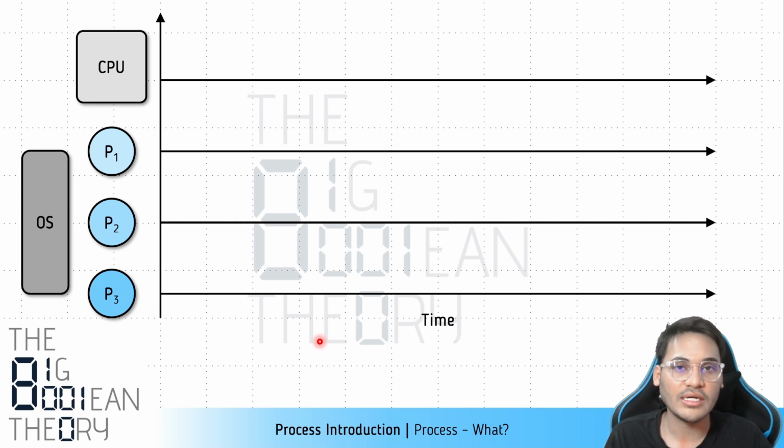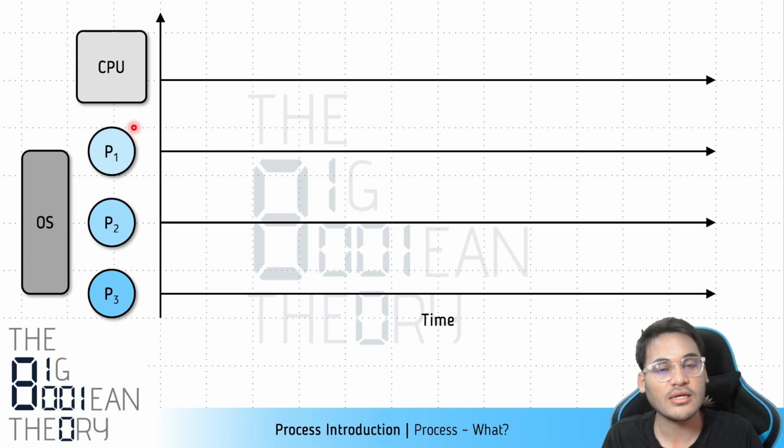So here we have a hypothetical computer. There is a single CPU on this computer and it has three running programs. So as you can see, there are three processes, P1, P2, and P3. Now this is the operating system. It has to keep track of all these three processes and then implement the time sharing mechanism for this CPU among all these three processes.